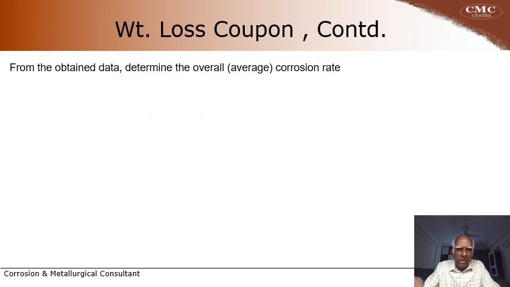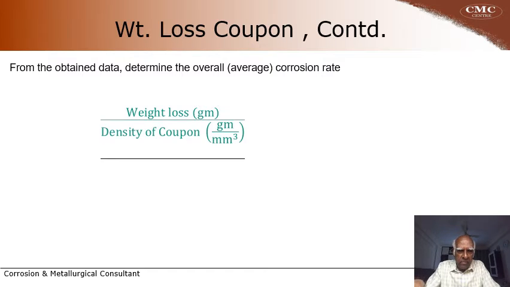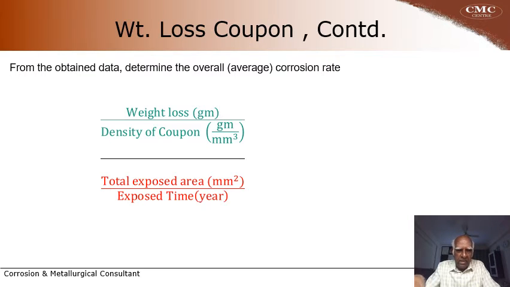Weight loss coupon: from the data, we determine the overall corrosion rate as shown in this. First of all, you determine the weight loss. You divide it by the density of the coupon, for example, 8 is the density of common steel. Then you divide this value by the exposed area in millimeter squared. Then again divide by the exposed time in years. Then you get the corrosion rate in millimeter per year.